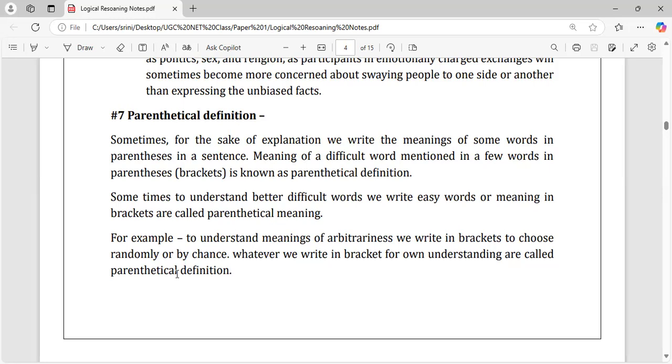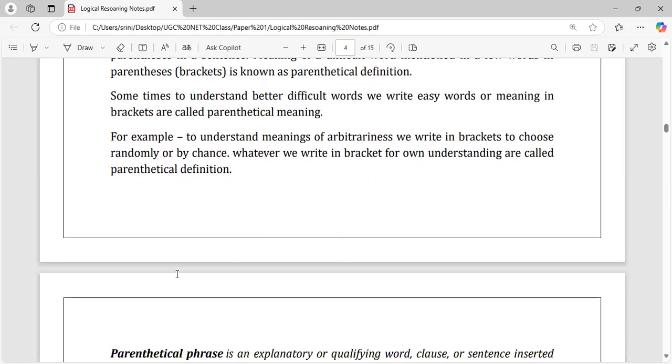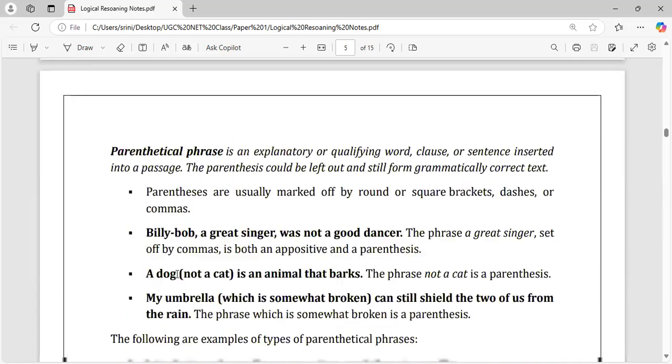The meaning of a difficult word mentioned in a few words in parentheses is known as a parenthetical definition. Sometimes, to understand difficult words better, we write easy words or the meaning in brackets; this is called a parenthetical meaning. For example, to understand the meaning of arbitrariness, we write in brackets: to choose randomly or by chance. Whatever we write in brackets for our own understanding is called a parenthetical definition.